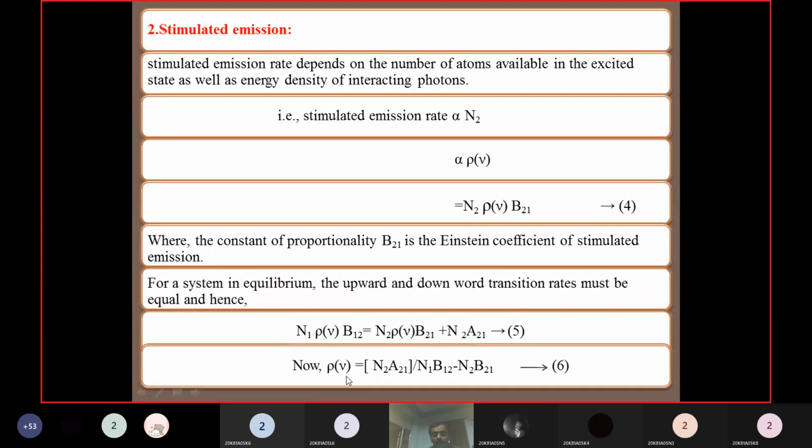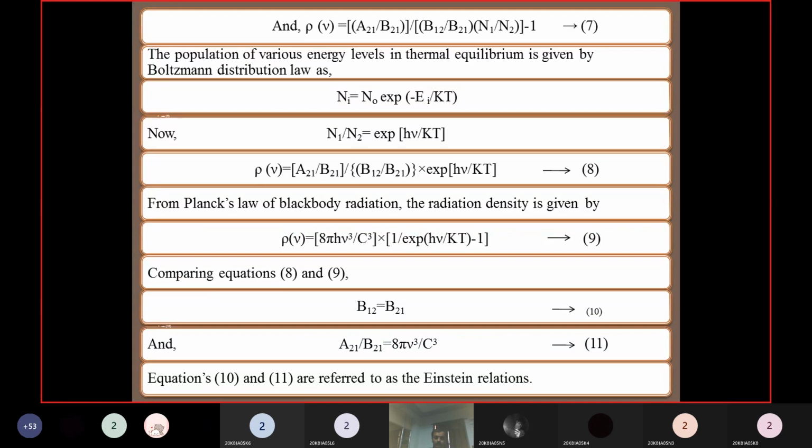That term is a multiplication term in the LHS. If you send the term to the RHS, it will go to the denominator. If you further simplify the above equation, rho of nu equals, I am taking N2 into B21 common. That's why the remaining term is 1. So here N1 by N2 will become. So this is the resultant equation.